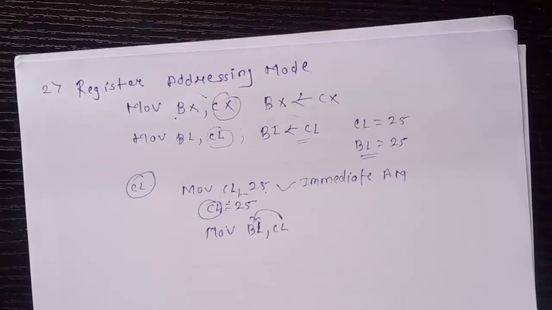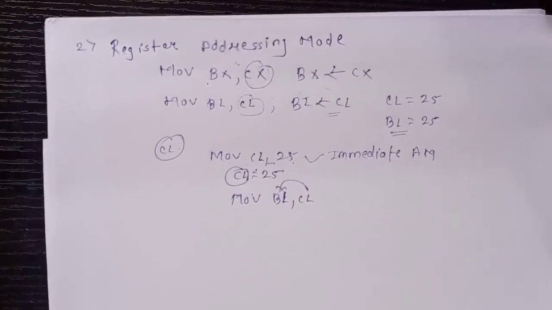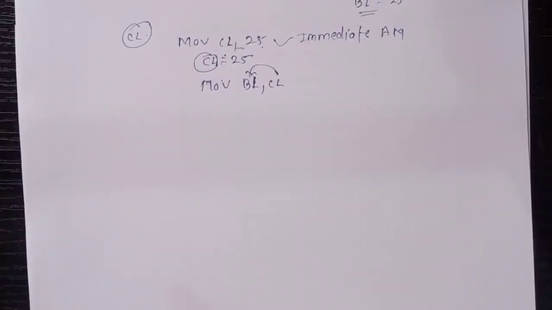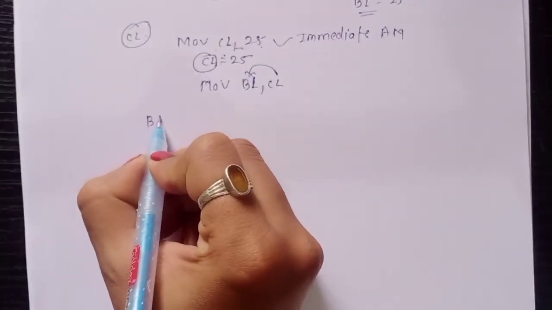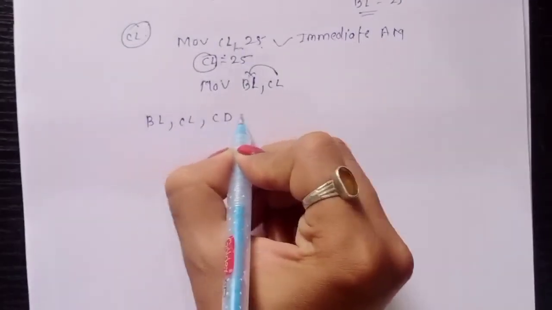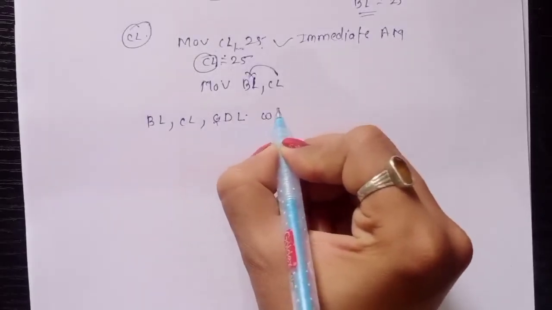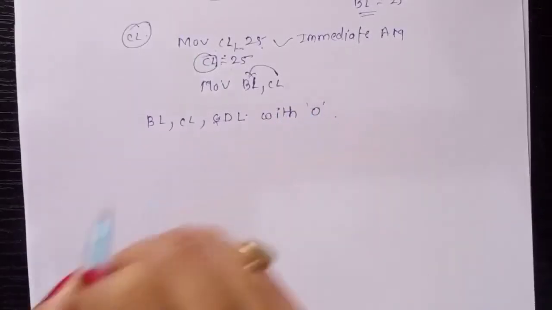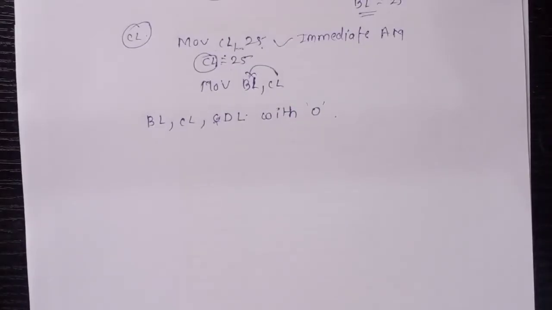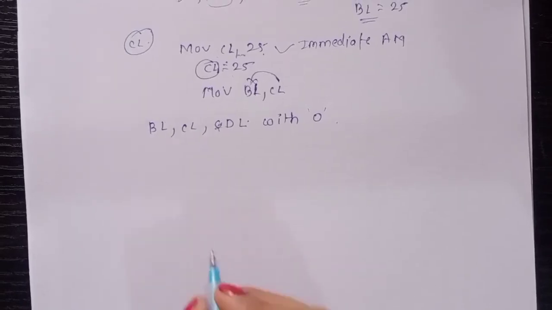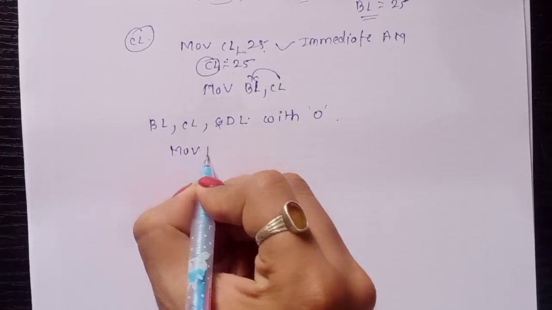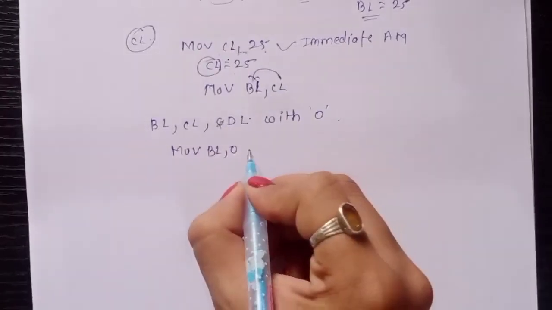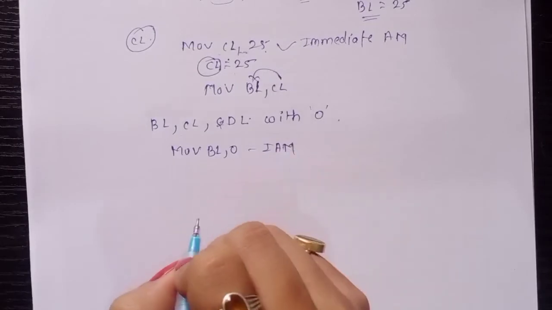Let's say one more example. There is a program in which I want to initialize BL, CL and DL with 0. So first I will initialize BL with 0. How will I initialize BL with 0? MOV BL, 0. That means here I am using immediate addressing mode.